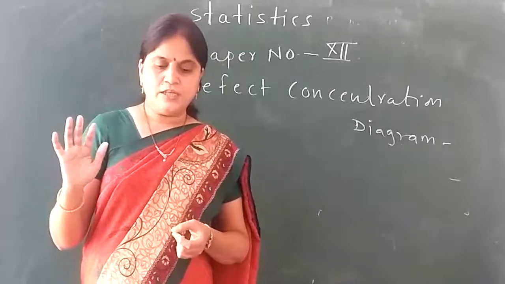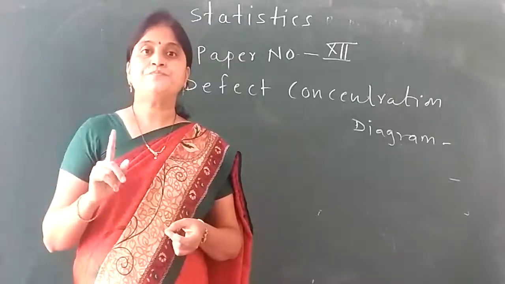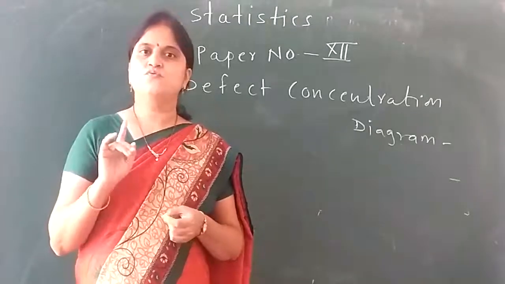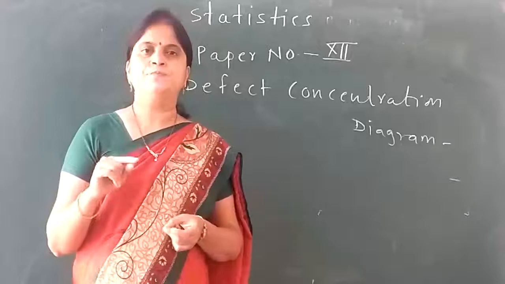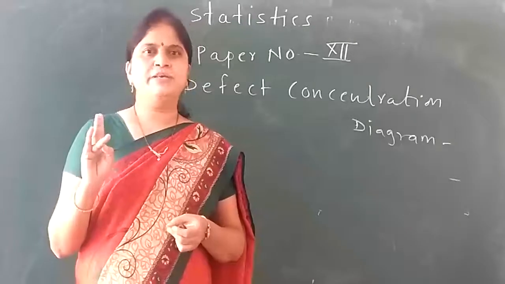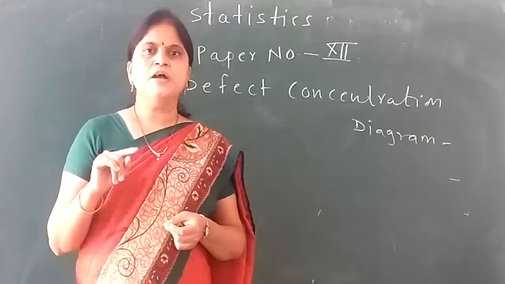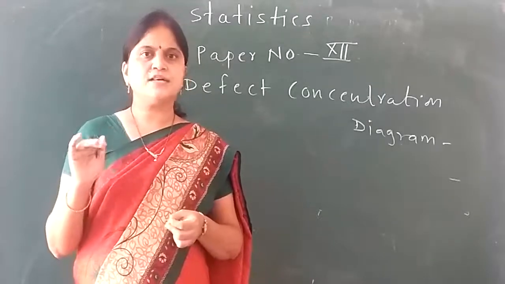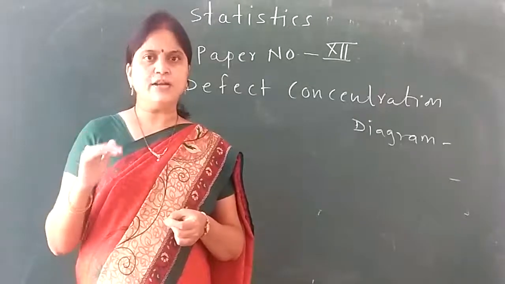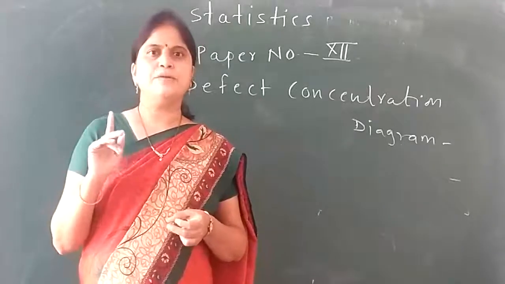Next I have the Pareto chart. The Pareto chart is named after the Italian economist Vilfredo Pareto, hence the name Pareto. It is usually used in the analysis stage. For that we draw a bar diagram, and the bars are arranged in descending order of magnitude. On the x-axis we plot defective components, and on the y-axis we plot the number of defective components. That is my Pareto chart.